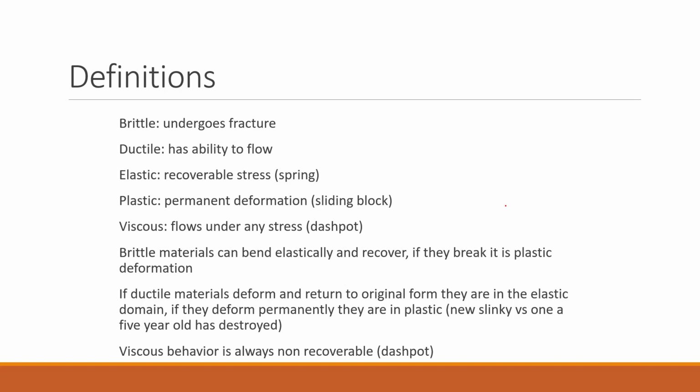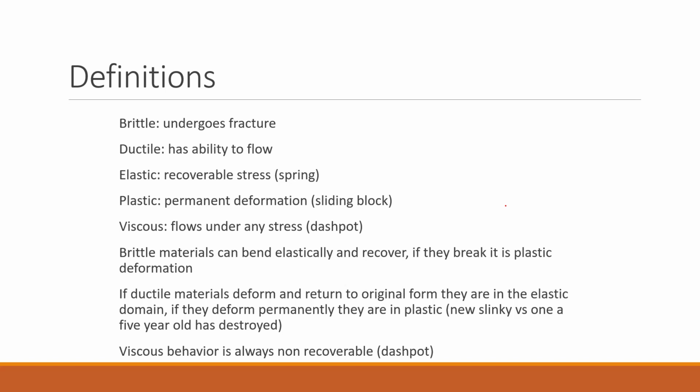Plastic is when we have permanent deformation. The analog for that is a sliding block. If we have a block with a string on it and we tug on that string, the block will move. It can't go back to its original position. Viscous is where it will flow under any sort of stress. The analog for that is called a dashpot. You can also think about it as a hydraulic cylinder. Basically you have a piston with oil in it, and if you have any sort of stress, it will move and it won't go back.